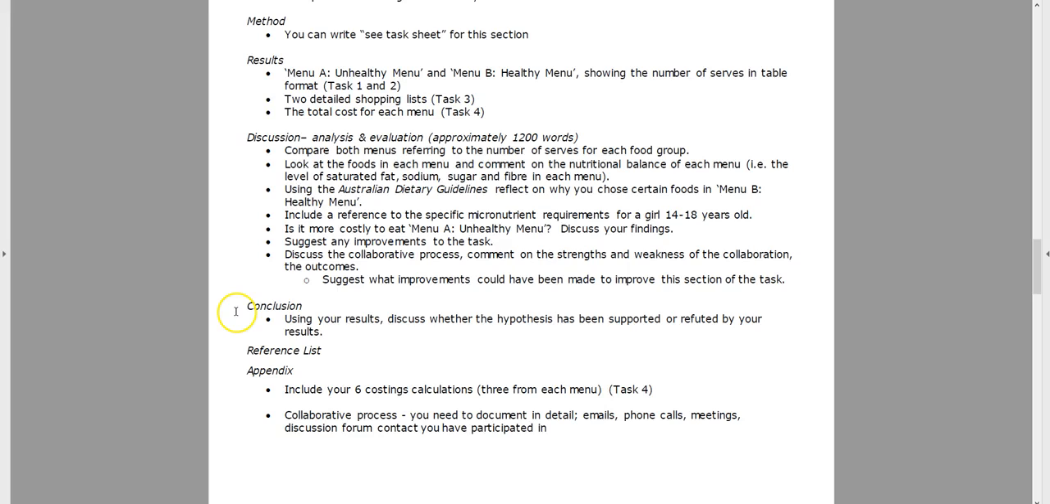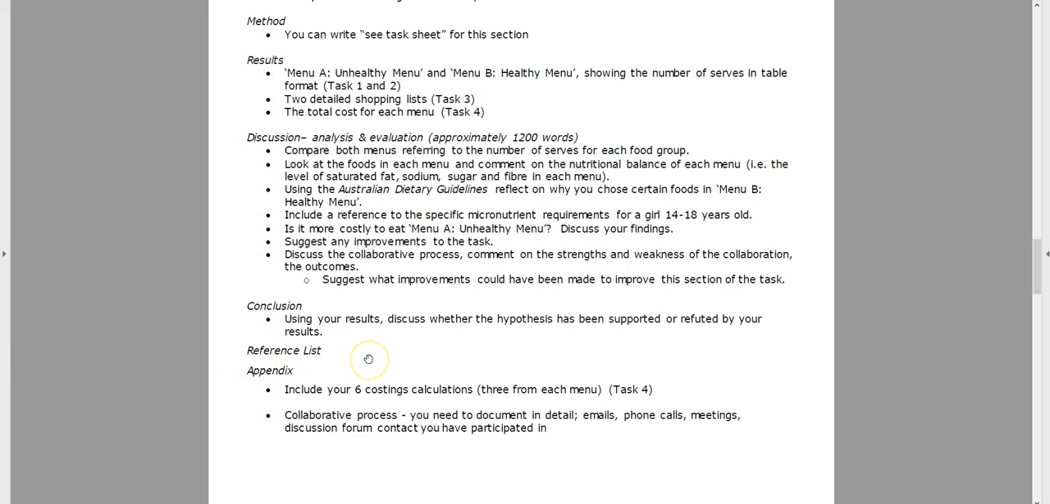So moving on to the conclusion, you just need to, using your results, discuss whether the hypothesis was supported or refuted. You need to comment both on the cost, whether it was actually easier or less costly to have a healthy menu, but you also need to talk about whether you met the guidelines, so guideline 1, 2, and 3, and the pie chart as well. So you also need to include a reference list as well.